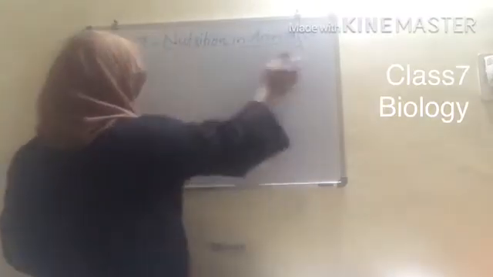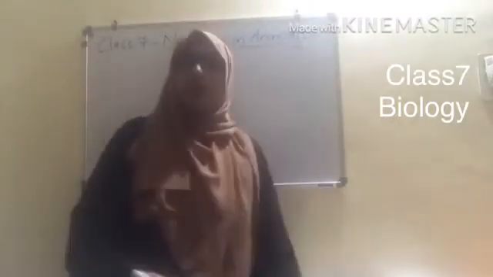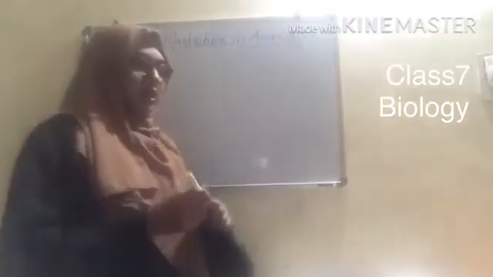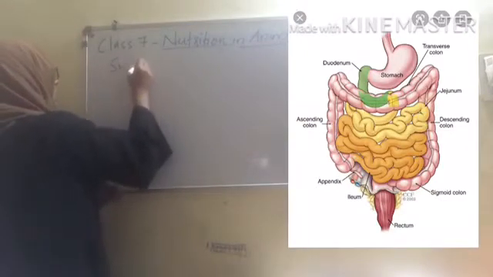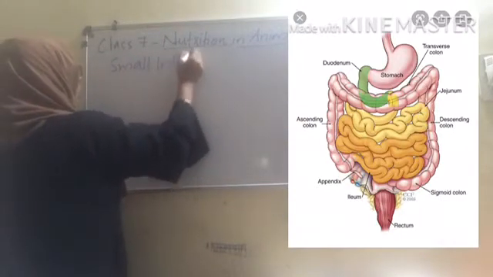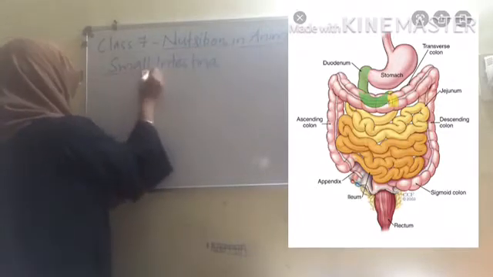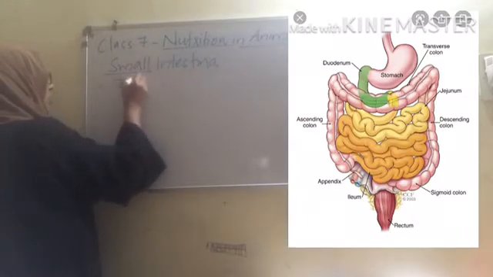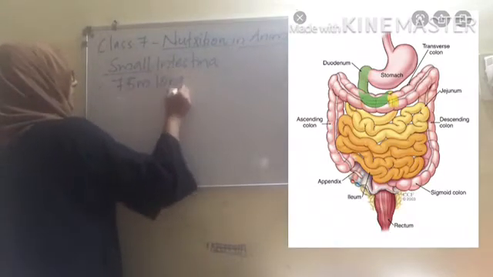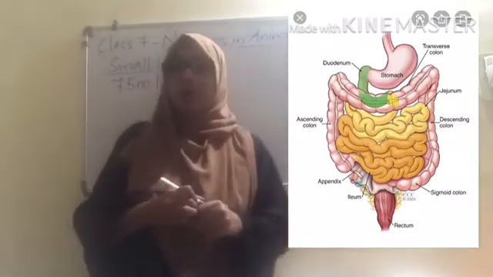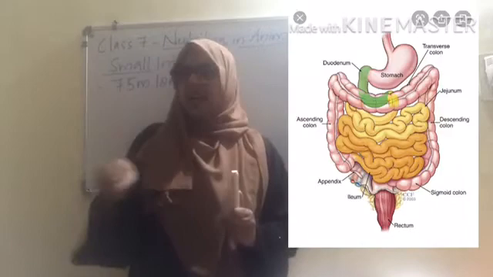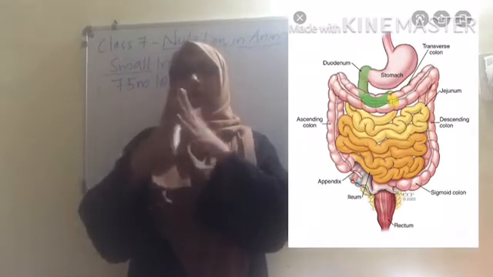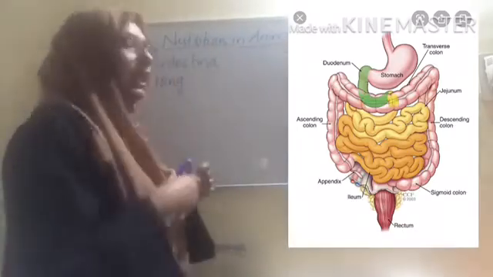Next, what is the next part after the stomach? The food is reaching which part of our alimentary canal? Yes, the small intestine. Even though the name is small, it is the largest part of our alimentary canal. It is about 7.5 meters long and is formed in a highly coiled manner. So this is the longest part of our alimentary canal.